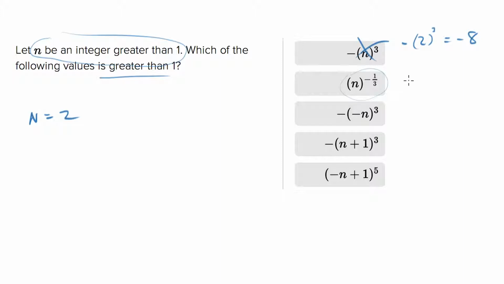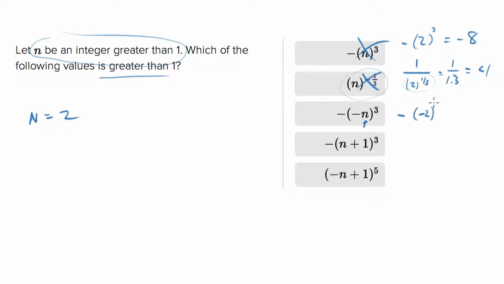This one is a little tricky. Remember, a negative exponent is the same as a fraction. So we can have 1 over 2 to the 1/3. 2 to the 1/3 might be a little tricky for you, but you can go ahead and plug that into a calculator and you get about 1 over 1.3. So 1 over 1.3 is going to be some fraction less than 1. So I'll just put less than 1. So that's not it.